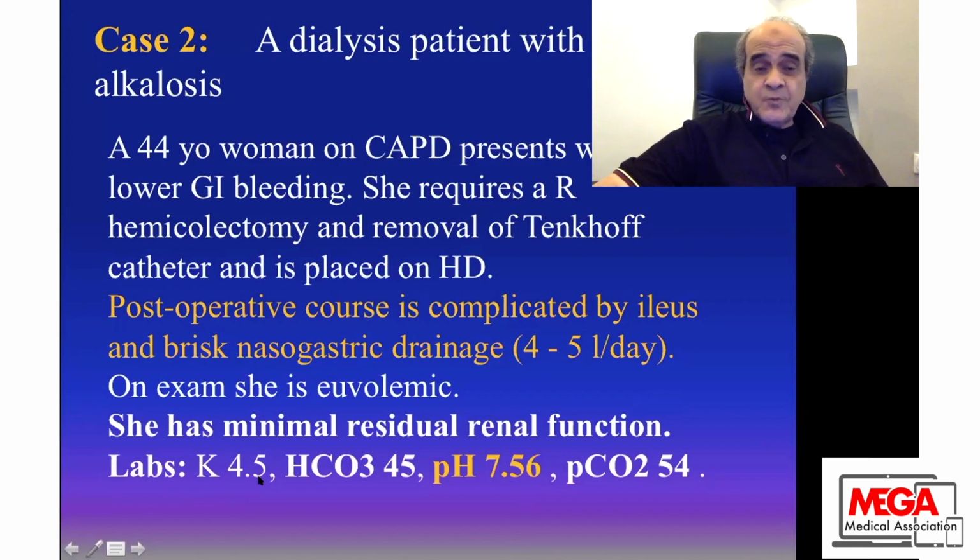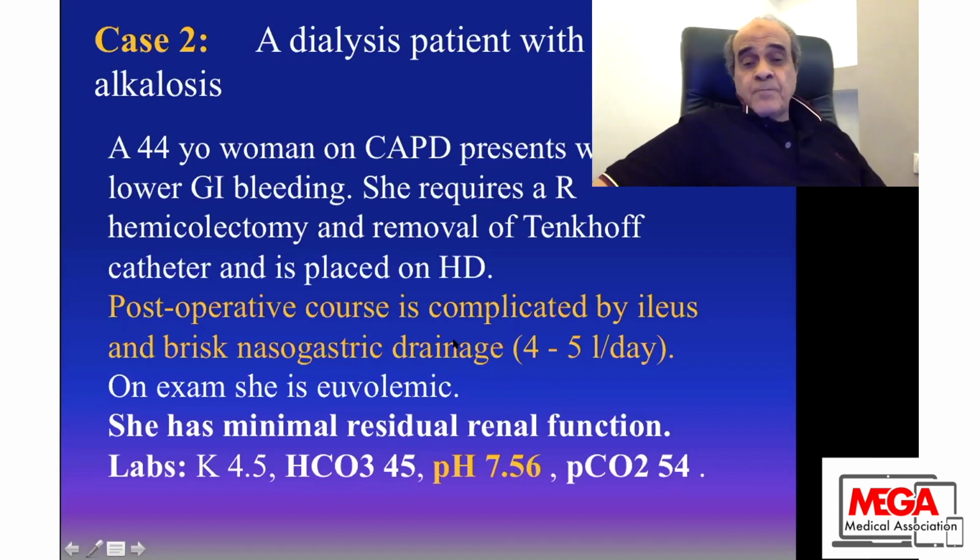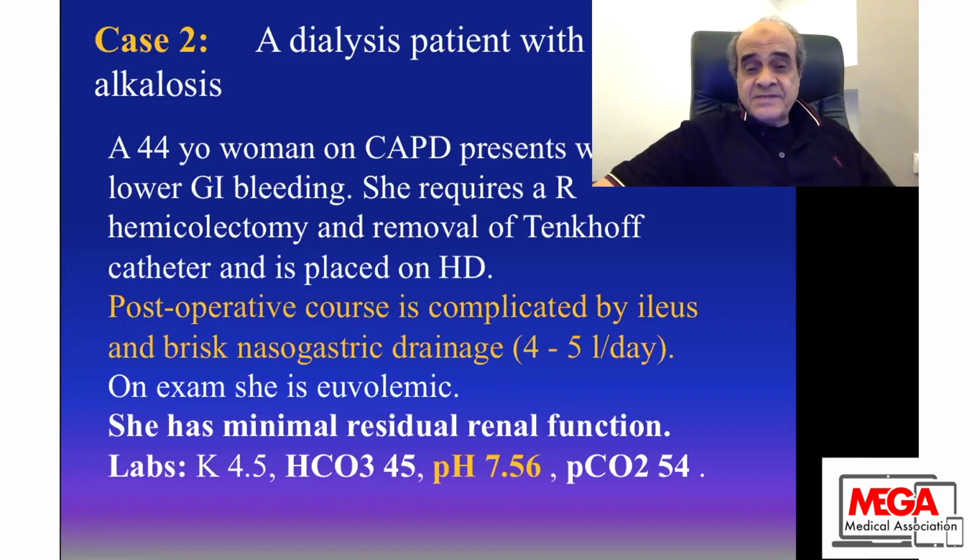Labs: potassium 4.5, bicarb 45, a high bicarb level. pH 7.56, highly alkalotic, severe alkalemia. Carbon dioxide is compensating and rising to 54. This is a routine mistake inside the ICU, which is aspiration of nasogastric drainage and discarding it. Please take care of this. I saw patients in some ICUs all manifesting metabolic alkalosis from this frequent aspiration.